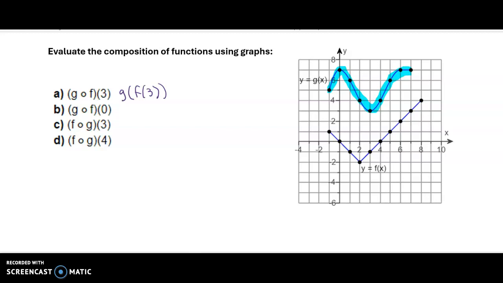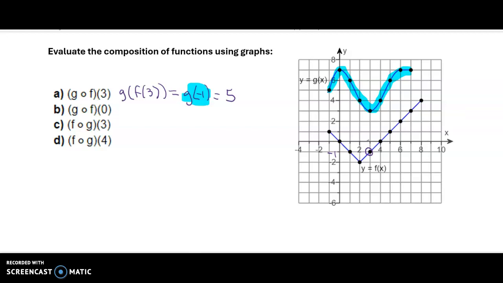So what we're going to do is find f of 3. I'm going to look for my x value of 3 and see what my y value is. My y value there is -1. So this will be the same as g of -1. So now I will look at my g function, which I have highlighted in blue, g of -1, and I get out 5. So g of f of 3 ends up equaling 5.